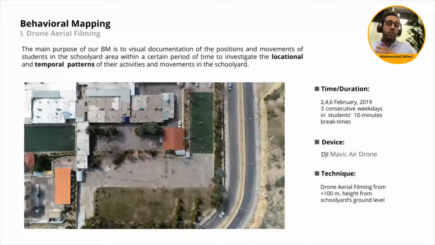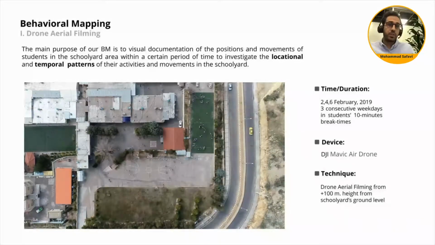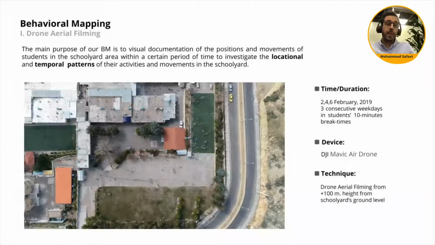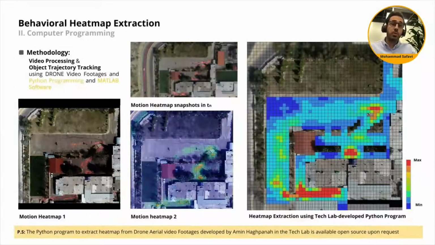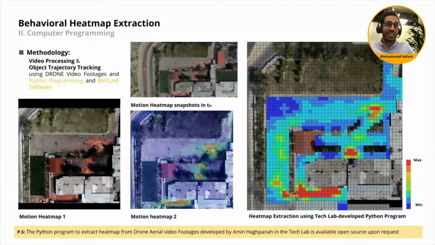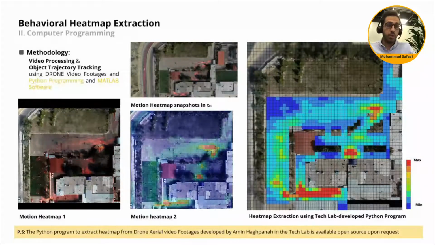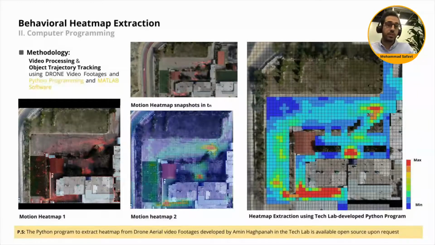We recorded the students' movement on 3 different days of the week over their break times, and then we used video processing and object trajectory techniques in Python and MATLAB to extract the heat map from the actual movement behavior. As you can see in the motion heat maps, the program detects students and their movement all over the schoolyard, and these distributions are reflected in the heat map on the right side of the screen.